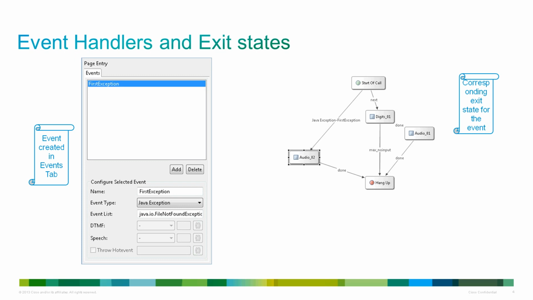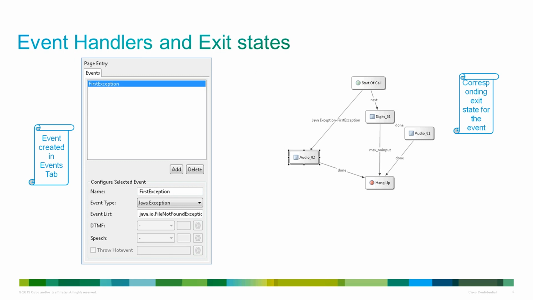As part of the event handler implementation, we have added a new tab, Events, in the element configuration view. Here you have to configure the name of the event handler, then the event type, that will be Java, VXML, custom exception, or hot links. Then an event list. This is a comma separated list of events that should be handled. For Java exception, it will be like java.io.FileNotFoundException, comma java.lang.NullPointerException, like that. And for VXML events, it will be error.badfetch.http, comma error.semantic, like that.